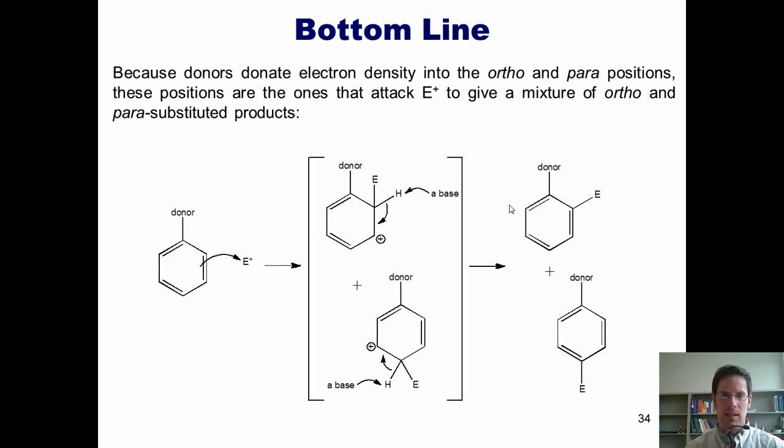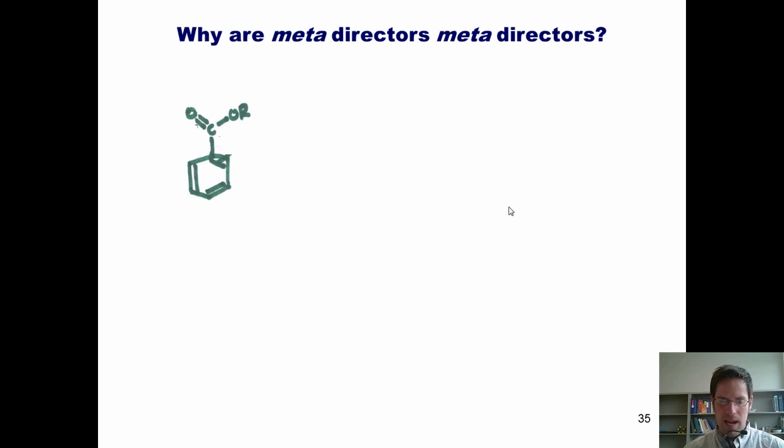And the bottom line is that because donors donate electron density into the ortho and para positions, these positions are the ones that attack E+ during an electrophilic aromatic substitution reaction, giving a mixture of ortho and para products. Now I'll show you why meta directors are meta directors.